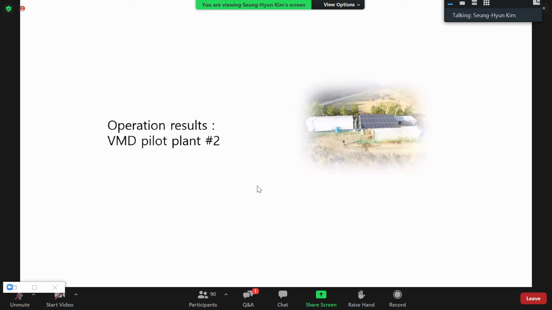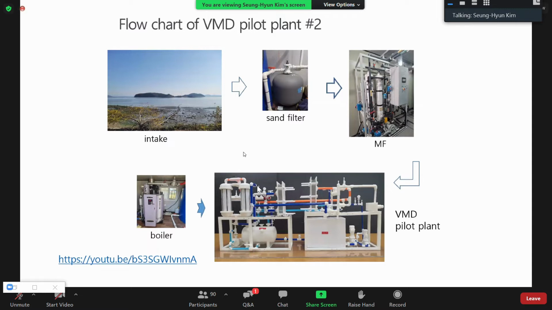I'm going to share some operational results. This slide shows a flow chart of this VMD pilot plant. Originally, this pilot plant had a sand filter for pre-treatment, but the sand filter was not enough for particle removal. So we reinforced pre-treatment with microfiltration, and then the pre-treated seawater is sent to the VMD pilot plant. This one is the VMD pilot plant number 1 model. We made this using 3D printers, and we use boilers to produce steam. We couldn't find waste steam, so we just installed boilers, and the boiler provides the steam required for this MD operation.